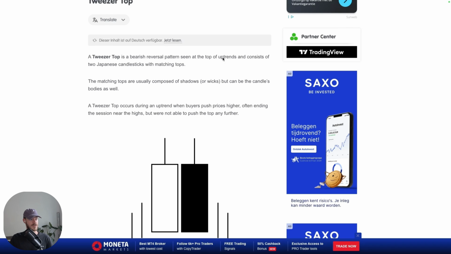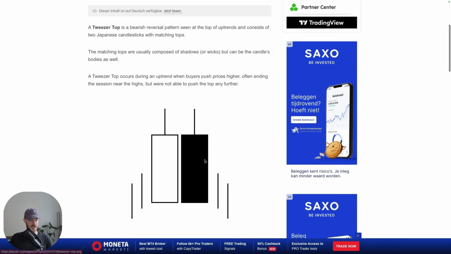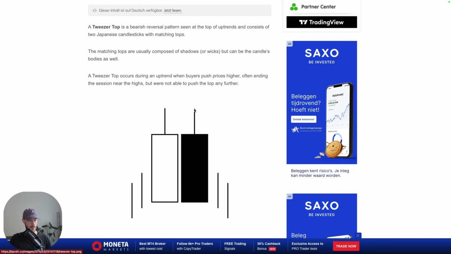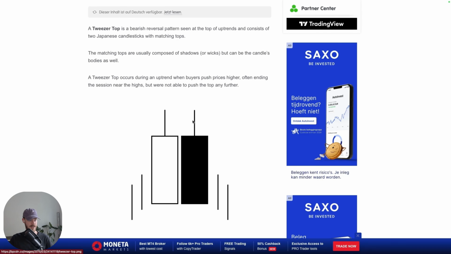Top of an uptrend consists of two Japanese candlesticks. So we're always doing it with candlesticks with matching tops. These are the tops here, these wicks. Here we see the body size. So pretty much we need at least two candles which are having a kind of a similar top, highest high point of time.